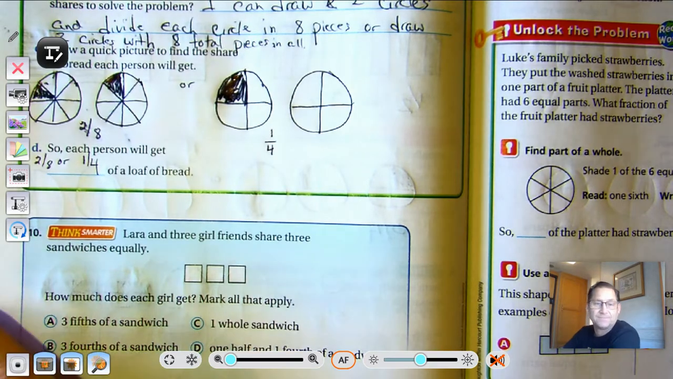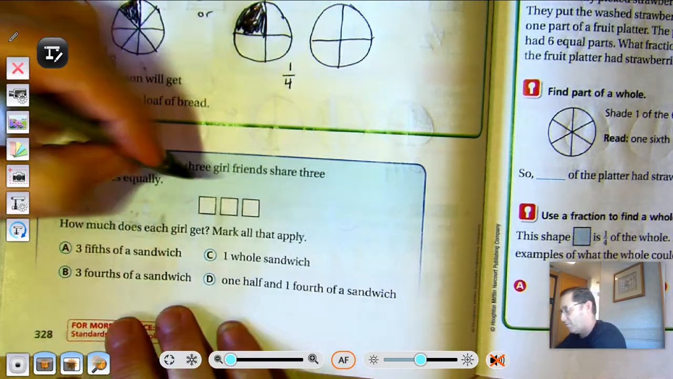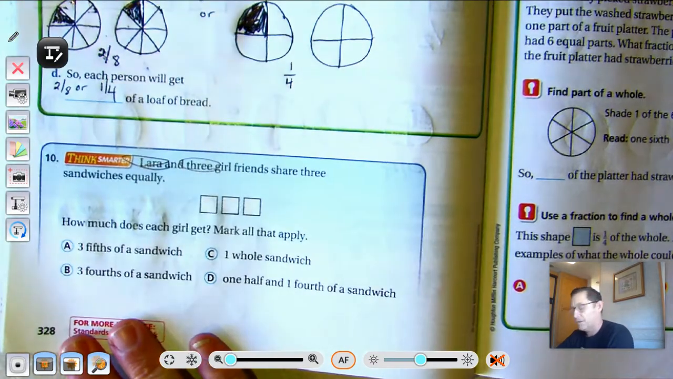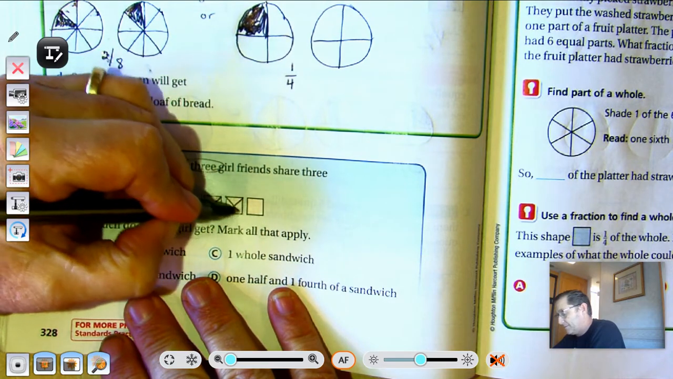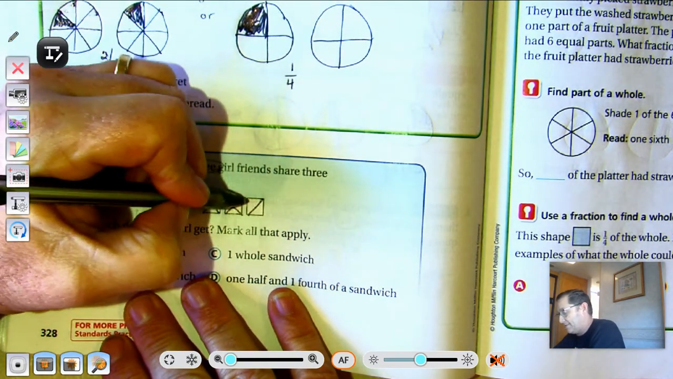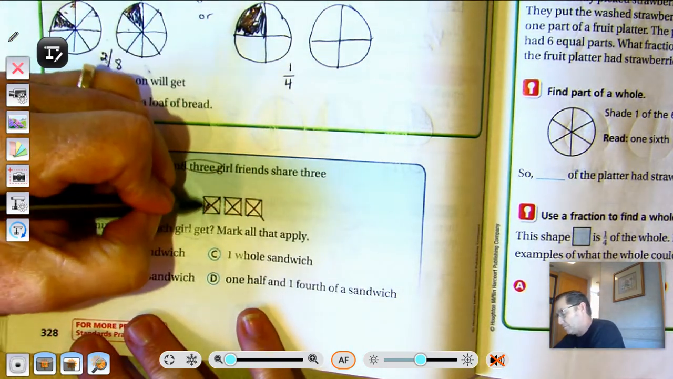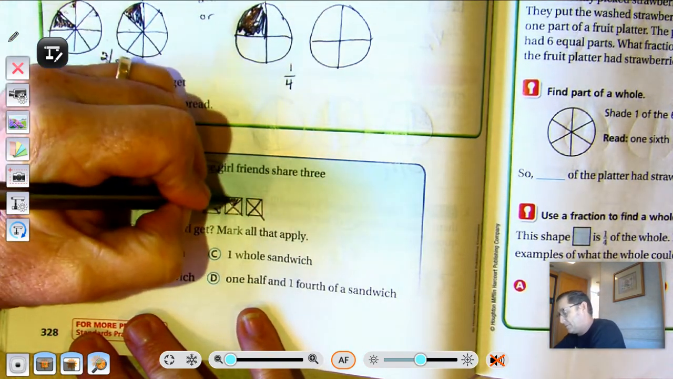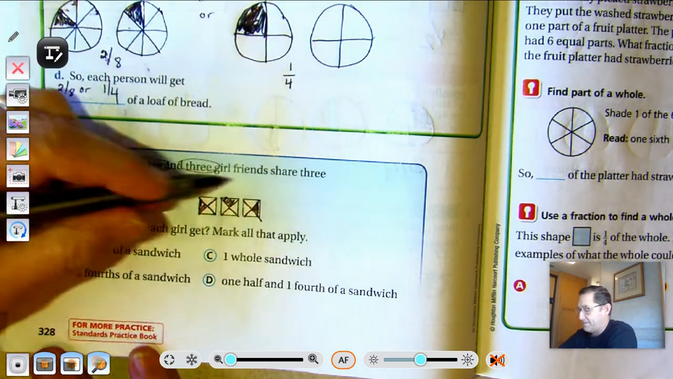All right, number 10. Laura and 3 friends share 3 sandwiches equally. So that's 4 people, right? So if we take and split each sandwich into 4 pieces, they're sharing it equally. So 1, 2, 3. So they would each get 3/4.